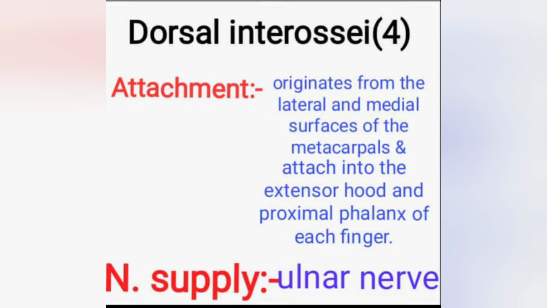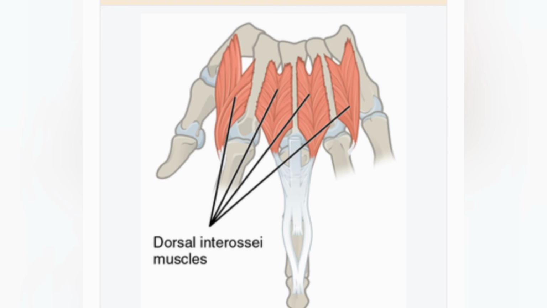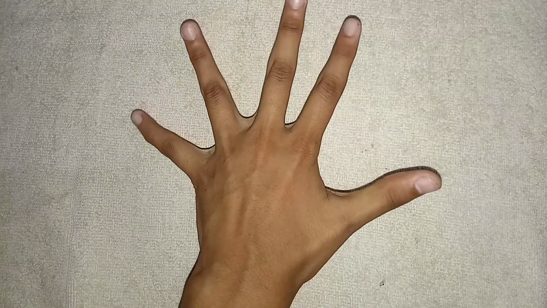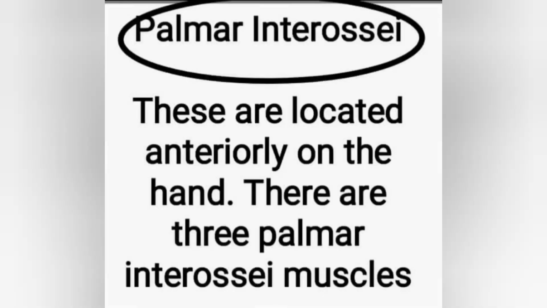They originate from the lateral and medial surfaces of the metacarpals and attach into the extensor hood and proximal phalanx of each finger. Their action is to abduct the finger at the MCP joint. All the dorsal interossei are supplied by the ulnar nerve. Now you can see the dorsal interossei in the picture. The action of dorsal interossei is abduction.